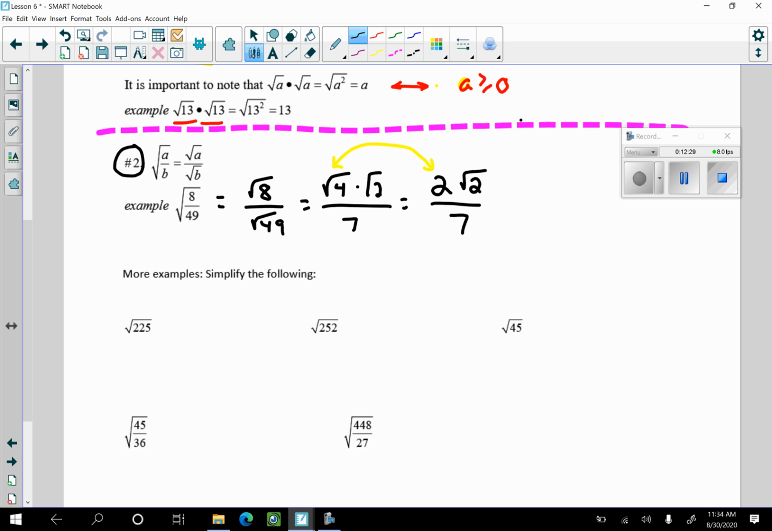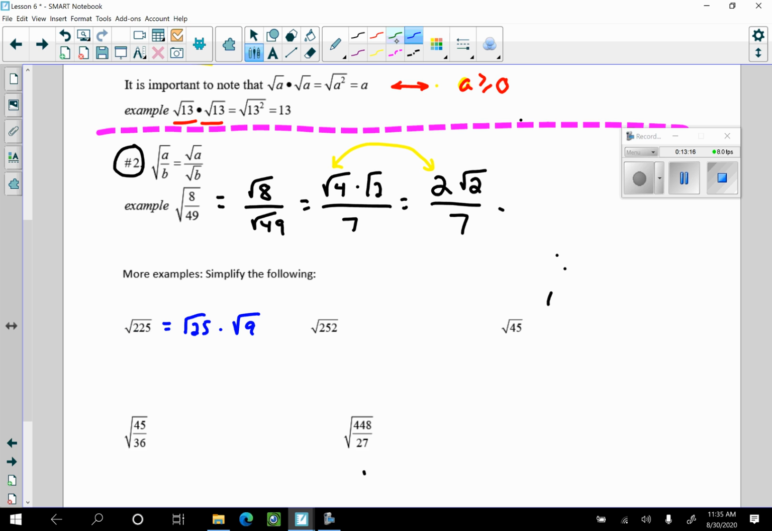Let's see here, 225. We need to investigate a little bit to see if there are any perfect squares. Well, 225, we can easily see if we can take a 5 out. That's equal to the square root of 25 times the square root of 9, because 9 times 25 is 225. And I think we can see that pretty easily even without a calculator.